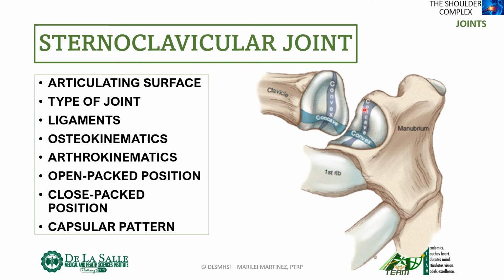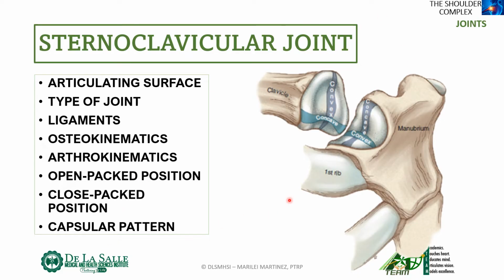So with that, for the clavicular facet of the sternum, the longitudinal diameter is concave in shape to articulate with the convex articulating surface of the clavicle, and the transverse diameter is convex to articulate with the concave articulating surface of the clavicle. So if you are asked the type of joint, this is saddle. Saddle, synovial, and diarthrodial.